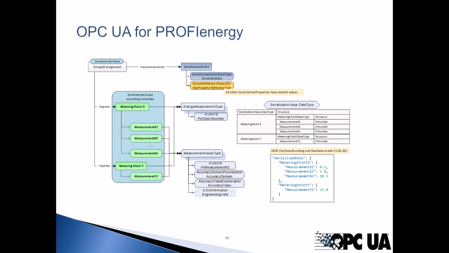The energy measurement type object has a mandatory P object number property, which is not part of the serialization scope, since the exclude reference type serialization property contains a has property reference type. The same applies to the PE measurement ID, accuracy domain, accuracy class, and engineering units properties of the measurement value type variables. The serialization value data type structure contains only fields for the values of the measurement value type variables. The JSON snippet shows how the energy data in the serialization scope are serialized using verbose encoding and raw data field encoding in a PubSub scenario.